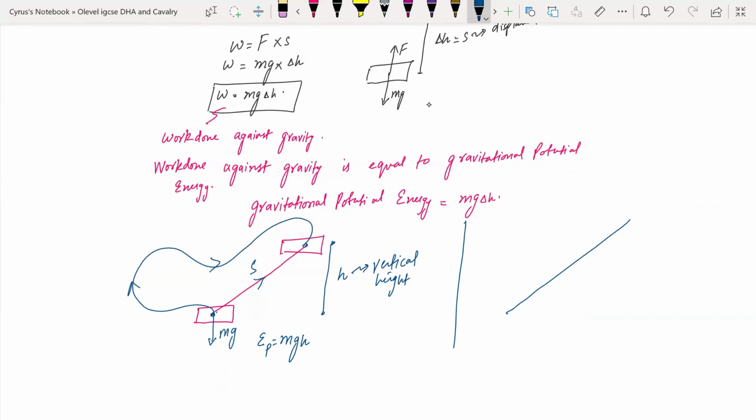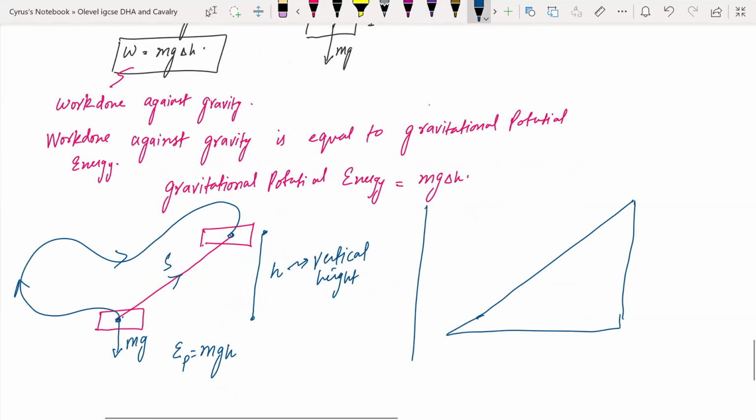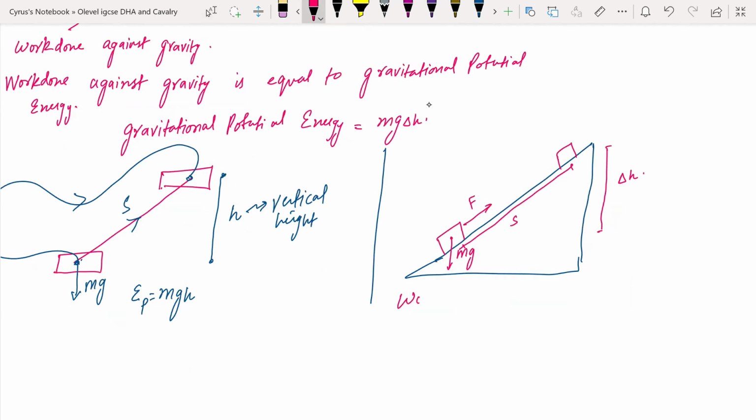If we have a slope here like this, let's say we have a slope here all the way, and let's say there's an object here, and you move this object from here to here all the way, right? The weight is mg, you apply a force F, it moves a displacement S here, right? And this height that it has gained is, let's say, delta H. That's the work done by force F, number one.